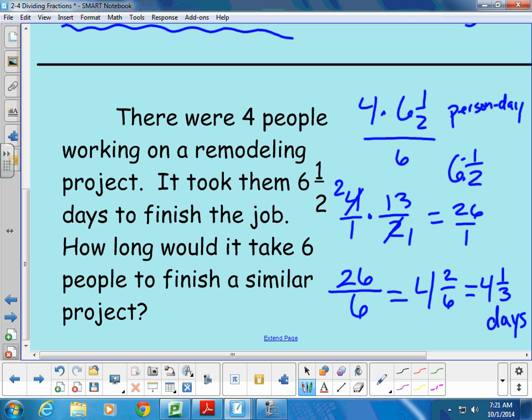Okay? I would take a look in your book on page 104 at that example to look a little bit more closely at the units, and seeing the reasonableness. Is 4 1/3 a reasonable answer? If it took 4 people 6.5 days to complete a job, 2 extra people would probably shorten the time. So having a shorter number of days seems reasonable.